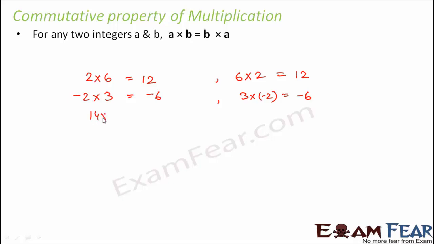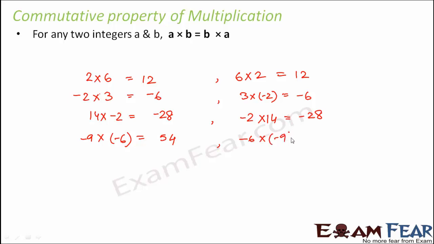You talk about 14 into minus 2, which gives minus 28. Again, minus 2 into 14 also gives minus 28. You talk about two negative integers, that is minus 9 into minus 6, which gives 54. Minus 6 multiplied by minus 9 also gives 54. Minus 6 into 0 gives 0. 0 into minus 6 also gives 0.